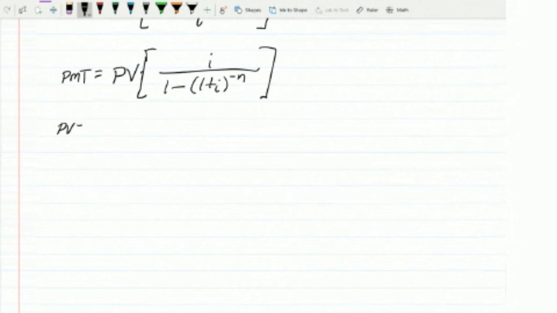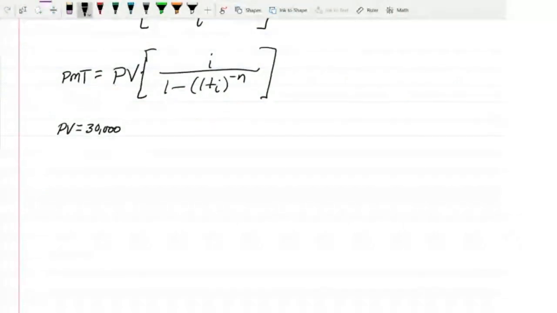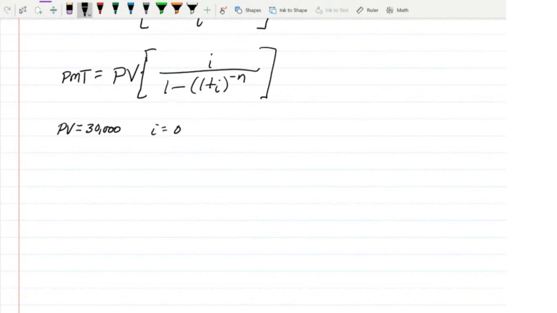So let's buy the car today. That's the present value for $30,000. And let's pay it back at 5% interest per quarter. That's why it's over 4. And 5 years, and that's 20 total quarters.